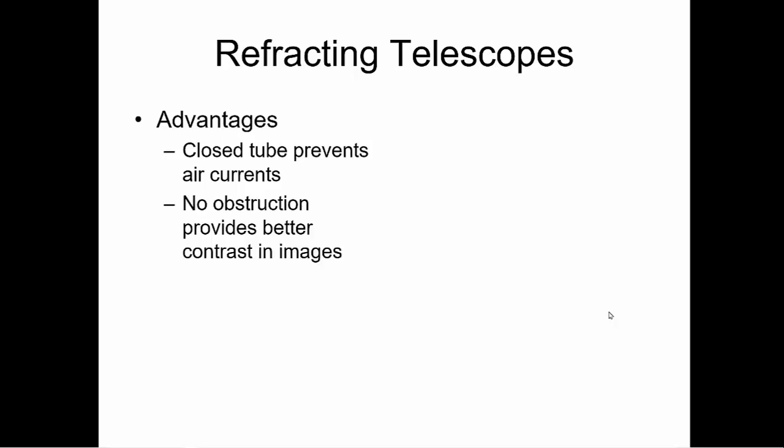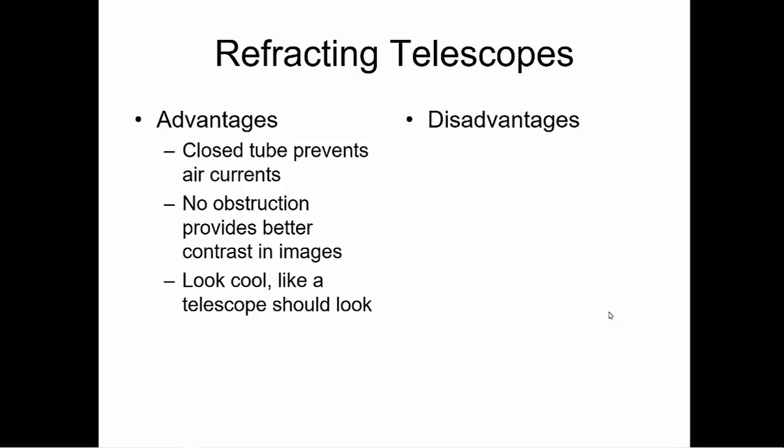There isn't any obstruction in the light path as there is in a reflector. Remember, that diagonal mirror is sitting right in the light path. So you can get better contrast in images because of that. They look cool, like a telescope should look. Disadvantages: they are expensive.